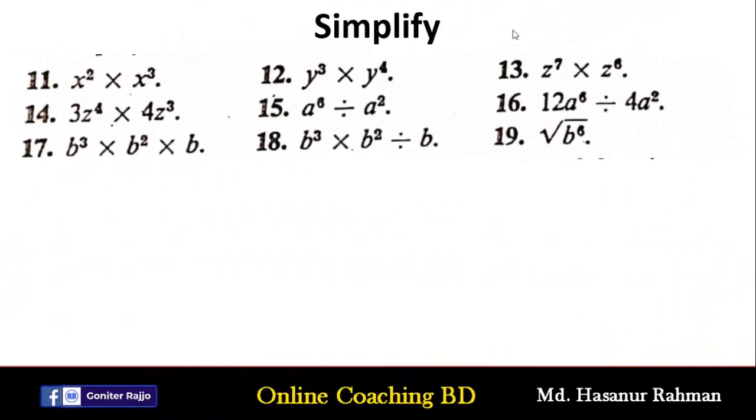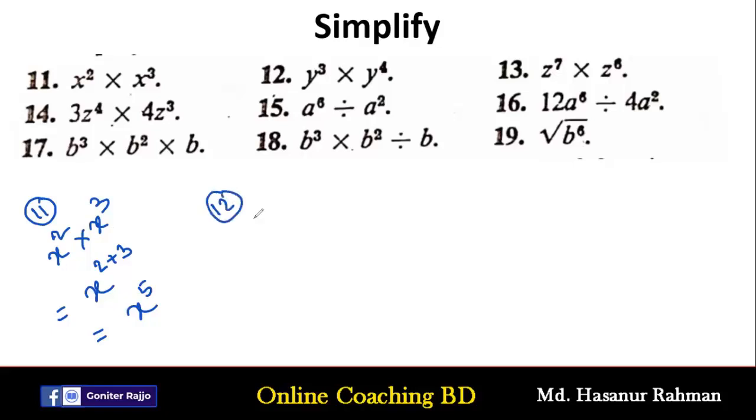Now number 11. Number 11 says simplify x square multiplied by x cube. Same way we have to solve. Look, both bases are same. So look, there are two index forms and there is a multiplication sign between them and both bases are same. Then we have to add the power index. So x to the power 2 plus 3, that will be x to the power 5. And that will be our answer. Number 12 says y cube multiplied by y to the power 4. Here both bases are same, so we have to add the power. This is a similar problem. So the answer will be y to the power 7.